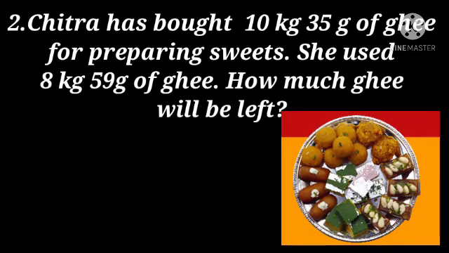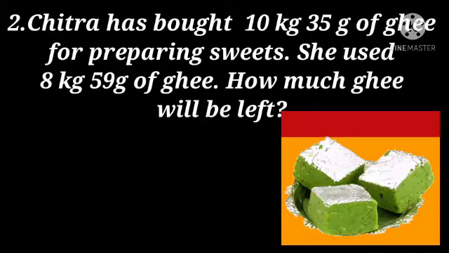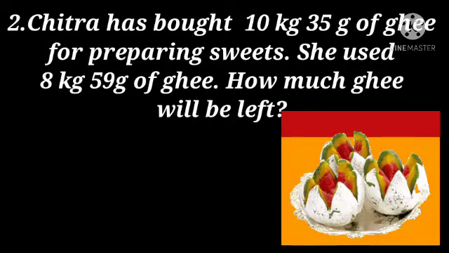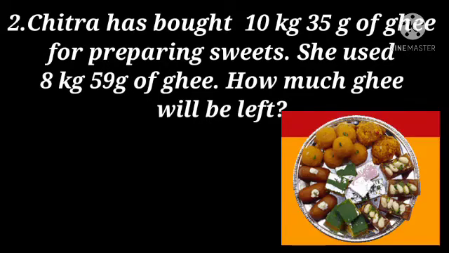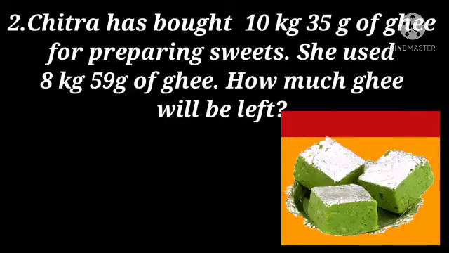Second problem. Chitra has bought 10 kg 35 gram of ghee for preparing sweets. She used 8 kg 59 gram of ghee. How much ghee will be left? Children, here we have to subtract. We have to subtract 8 kg 59 gram of ghee from 10 kg 35 gram of ghee.